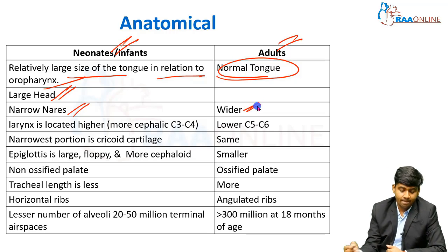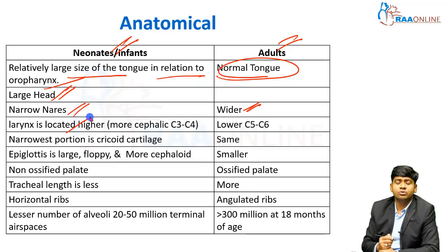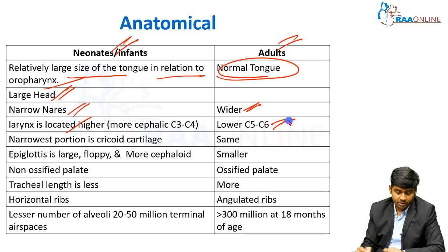Here in adults it is wider. The larynx is located higher, more cephalic. It is mostly at C3, C4 in children, but in adults it is at the lower C5, C6 region. So we require a straight blade like the Miller blade to do laryngoscopy and intubation. Whenever we do laryngoscopy with a curved blade, as the larynx is placed higher, it is very difficult to visualize the epiglottis and the trachea.